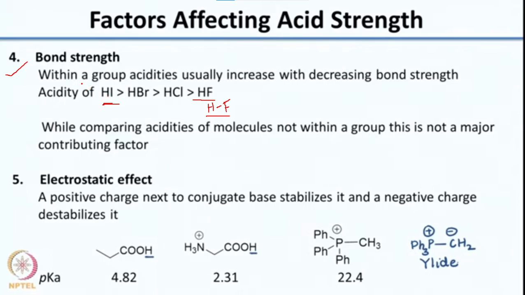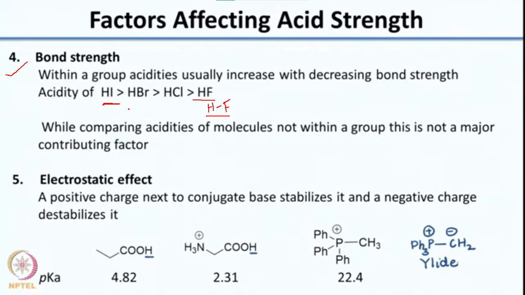So the sentence is given here. Usually, acidity increases with decreasing bond strength. Bond strength decreases in the HI case. That's why acidity increases. Because this is not the important factor, I'm not going to discuss it in detail. But this much is enough, I think.